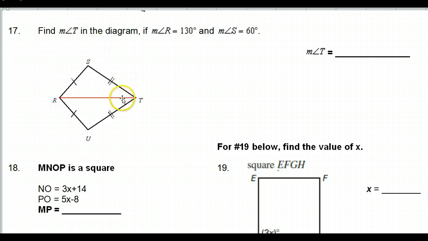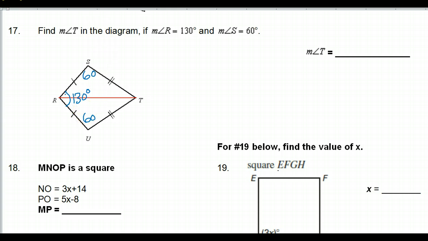So there's balance above and below this red line. And we're supposed to find the measure of angle T. Okay, the measure of angle R is 130 degrees, so let's put that in the picture. This angle right here is 130 degrees. The measure of angle S is 60 degrees. Remember the balance I was talking about above and below the line of symmetry? If this is 60 degrees up here, then this will be 60 degrees down here as well.